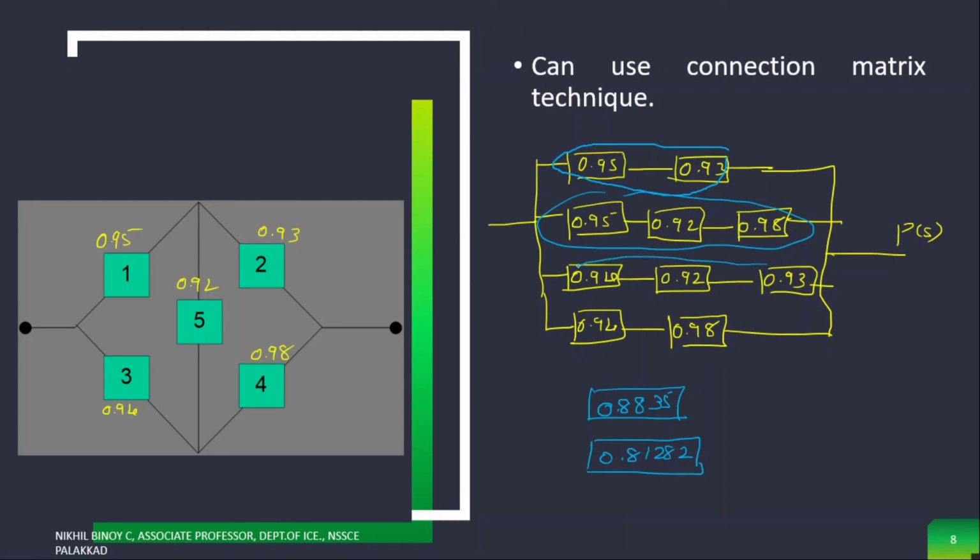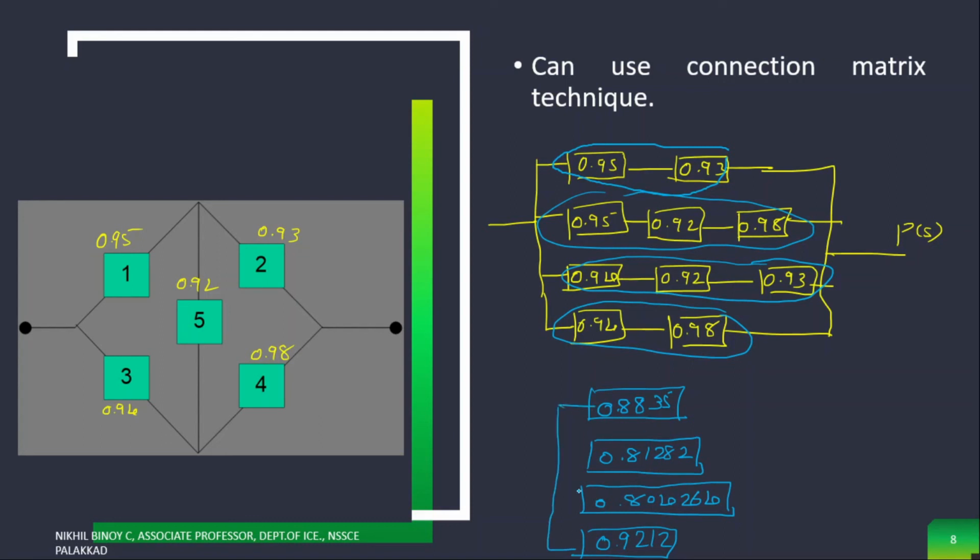Now find the net reliability of this series configuration: 0.94 into 0.92 into 0.93, which is equal to 0.804264. Now the last one. Find the reliability of this one: 0.94 into 0.98, which is equal to 0.9212. So now all paths are replaced with their corresponding reliability.